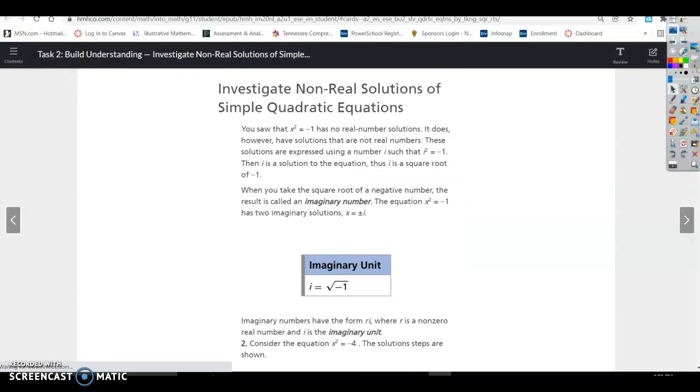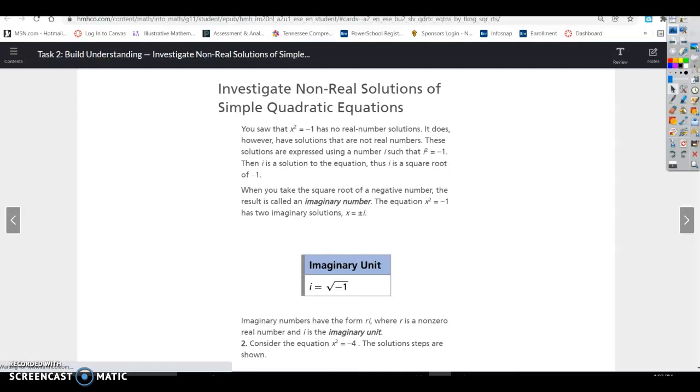Lesson 2.1, Task 2. Investigate non-real solutions of simple quadratic equations. You saw that x squared equals negative 1 has no real solutions. It does, however, have solutions that are not real numbers. These solutions are expressed using a number i such that i squared equals negative 1. Then i is a solution to the equation, thus i is the square root of negative 1.